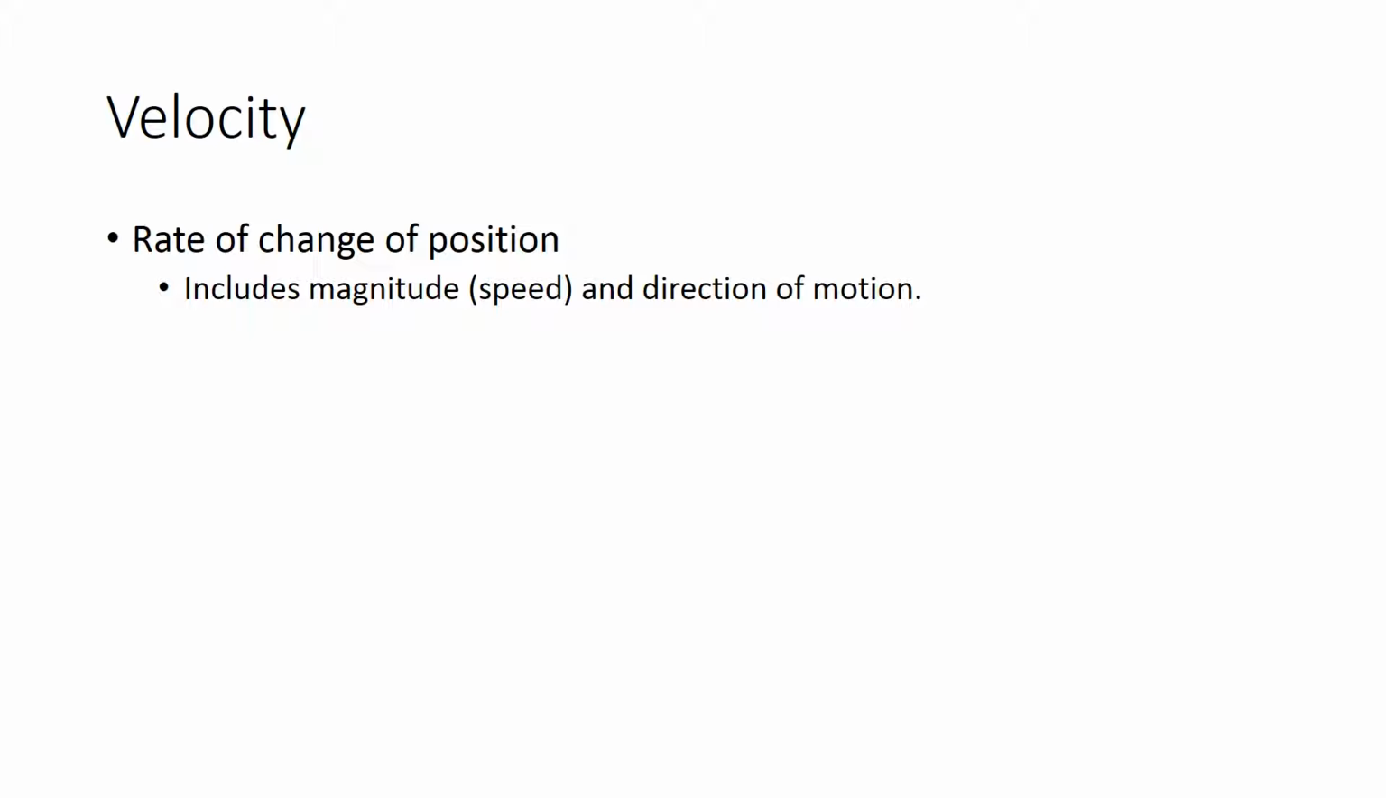Velocity includes both the magnitude, and the magnitude of velocity is usually referred to as speed, as well as the direction of motion. So velocity is a vector quantity.